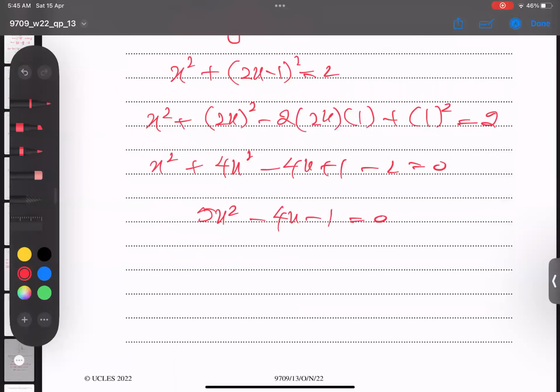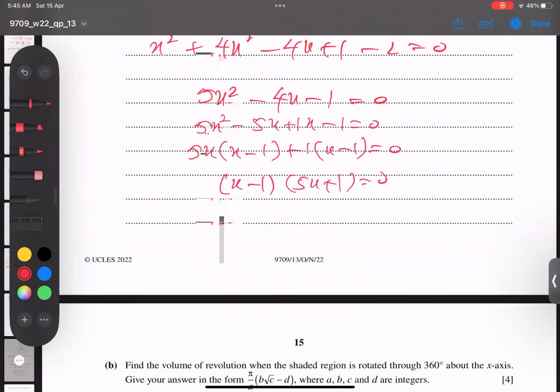Anyway, no problem. And now 5x to power 2, 5 ones are 5. And factorization I'm doing: minus 5x plus 1x minus 1 equals 0. 5x common, I got x minus 1. Plus 1 common, I got x minus 1. It means we're doing correct. So x minus 1 and 5x plus 1 equals to 0. So I get x is equal to 1 and x is equal to minus 1 over 5.